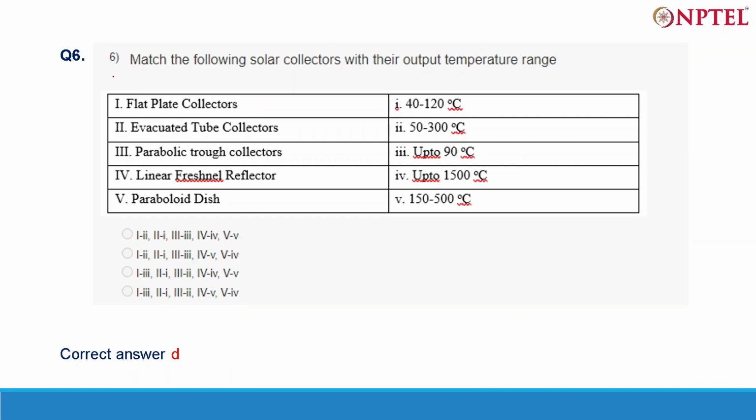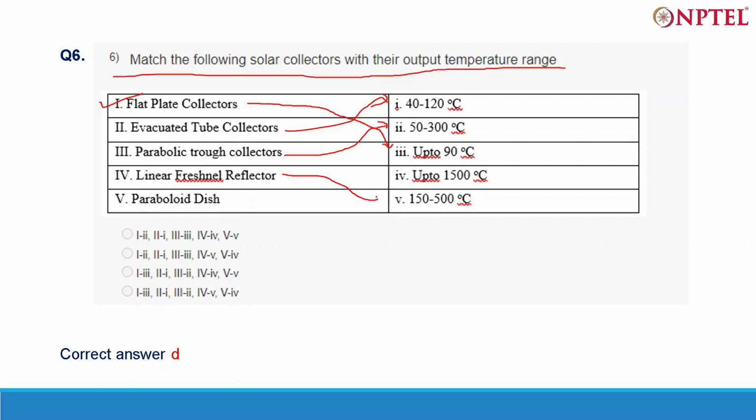Match the following solar collectors with their output temperature range. Basically the lowest is for flat plate collectors, up to 90 degrees Celsius. Then evacuated tube collectors are generally 40 to 120. Parabolic trough collectors are generally 50 to 300. Then we have linear Fresnel reflectors, and then we have paraboloid dish, which can go up to this. The correct answer is D. So this is parabolic trough.